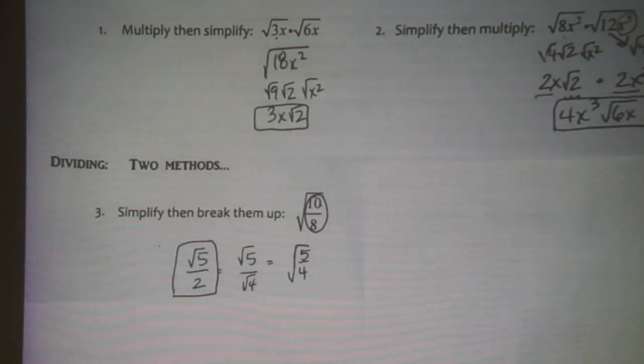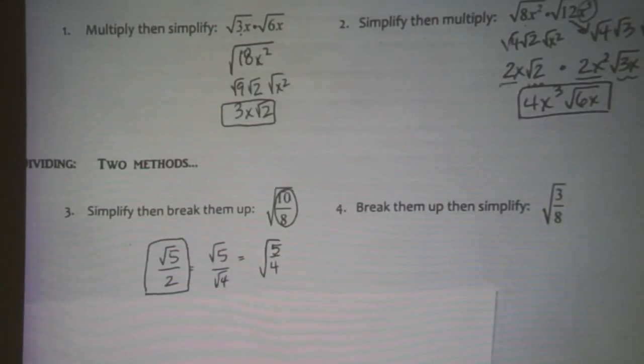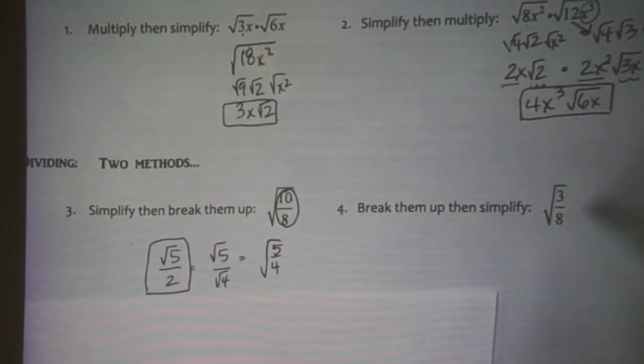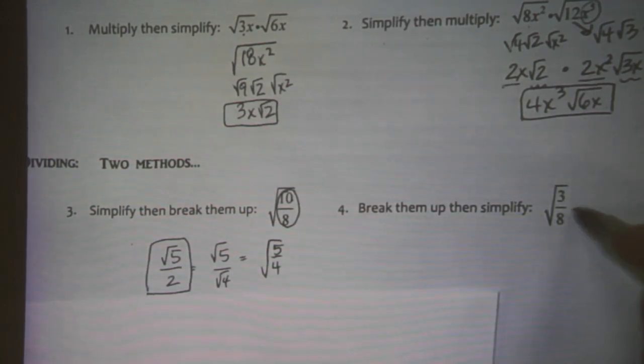Okay? Then you'll get cases where you can't reduce it, and that looks like this. Square root of 3 over 8. 3/8, they have nothing in common, so you go straight to breaking them up, and then you're going to look to simplify. This is the square root of 3 over the square root of 8.